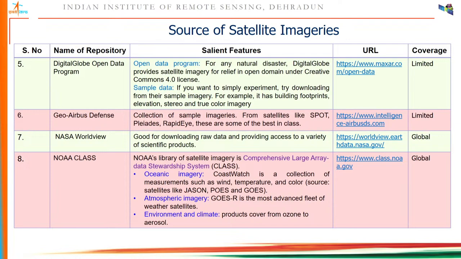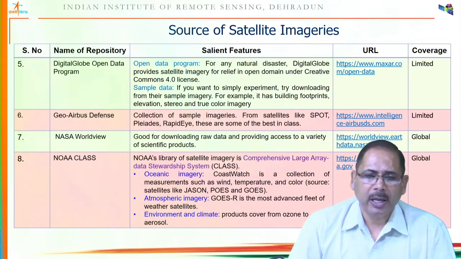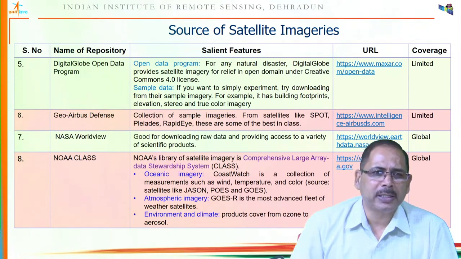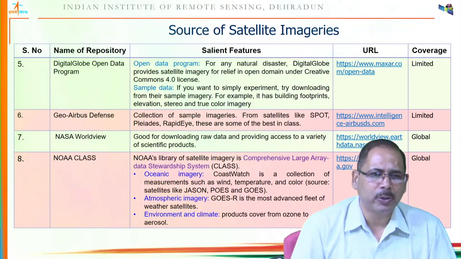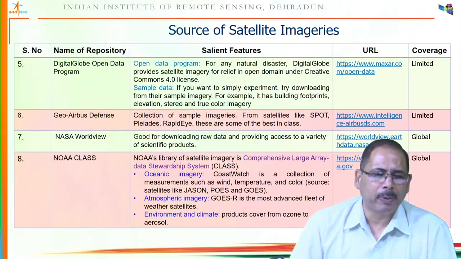Another data repository is called NOAA CLASS. It's a Comprehensive Large Array-data Stewardship System, called CLASS. Here they offer oceanic imagery, atmospheric imagery, and environmental and climate data. Under oceanic imagery, they have the CoastWatch, which is a collection of measurements such as wind, temperature, and color. The source of this data is satellites like JASON, POES, and GOES. So basically oceanic imagery is available from this website.